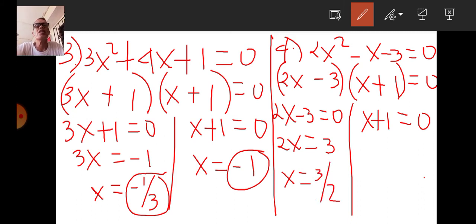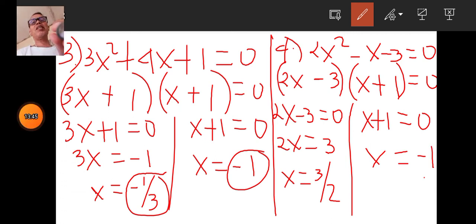On the other side, transposing 1 to the other side of the equation, you will have x is equal to negative 1.